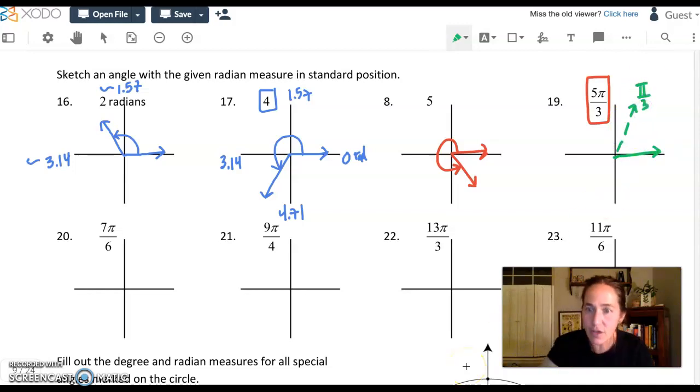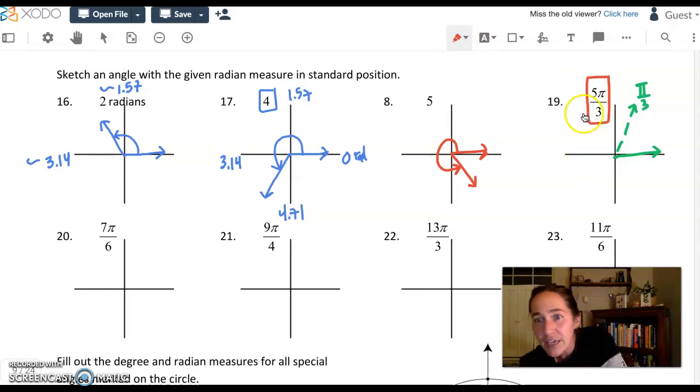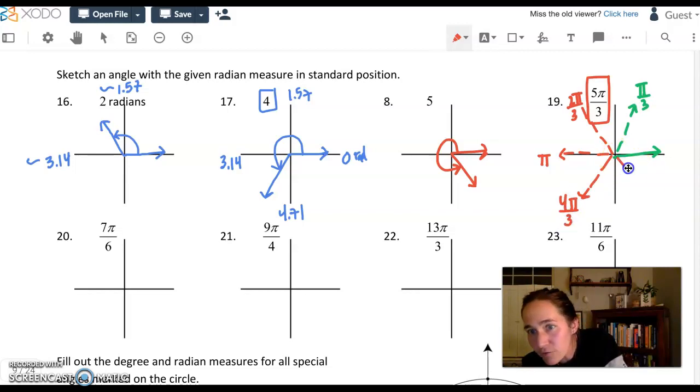Can you count yourself up to 5 pi over 3, right? That would be a way we could draw this angle without having to convert it to degrees. Here's 2 pi over 3, right? That's going to be equivalent to 120 degrees. Here's 3 pi over 3. That's a full pi. Here's 4 pi over 3. And finally, we've counted our way all the way to 5 pi over 3. Let me make this bold. 5 pi over 3, all the way into quadrant 4.